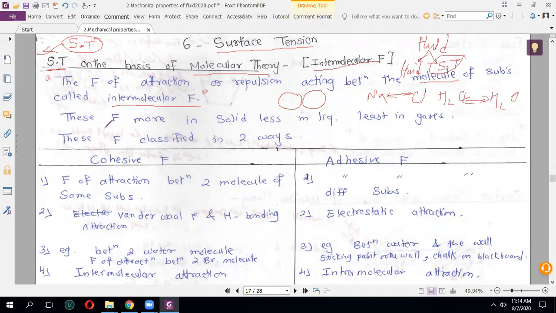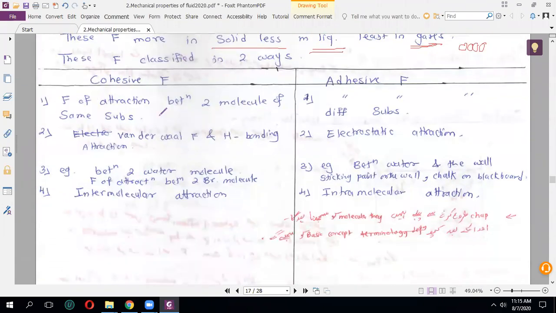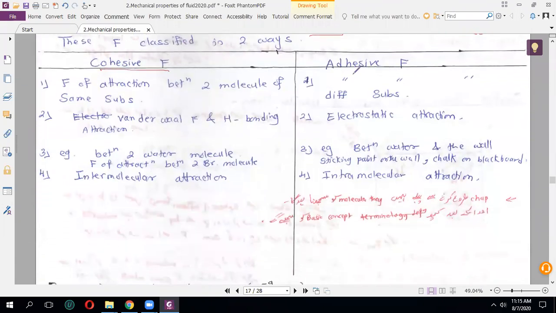Now this property is more in the solid state. The force of attraction in the solid state is very high. Why? The bonding is very strong. But it decreases in liquid and is very low in gas. Now this force is classified in two ways. One is called cohesive force and the second is called adhesive force. This was done in your class 11. Remember students, I hope you studied this part in chemistry.